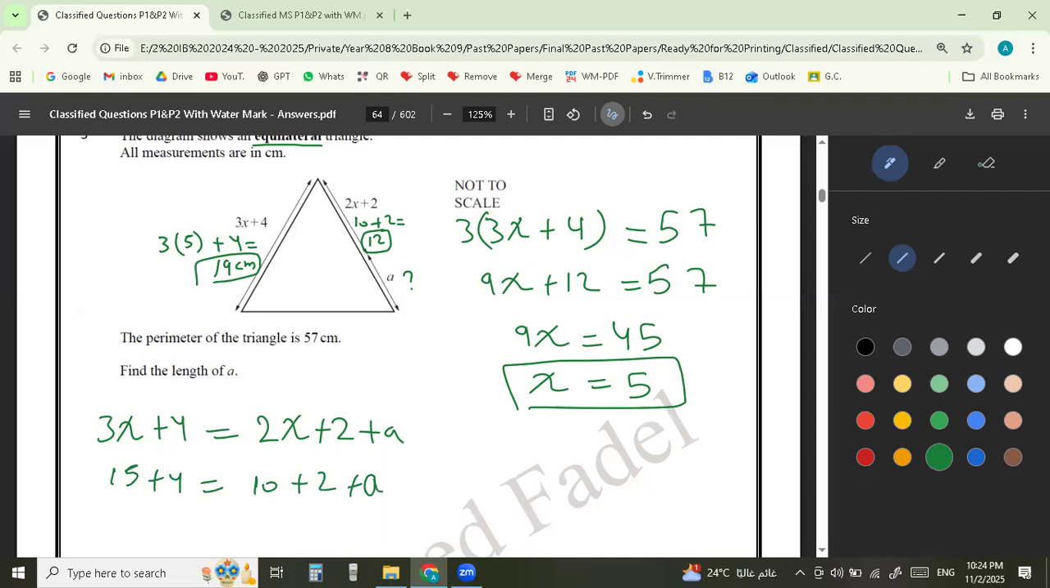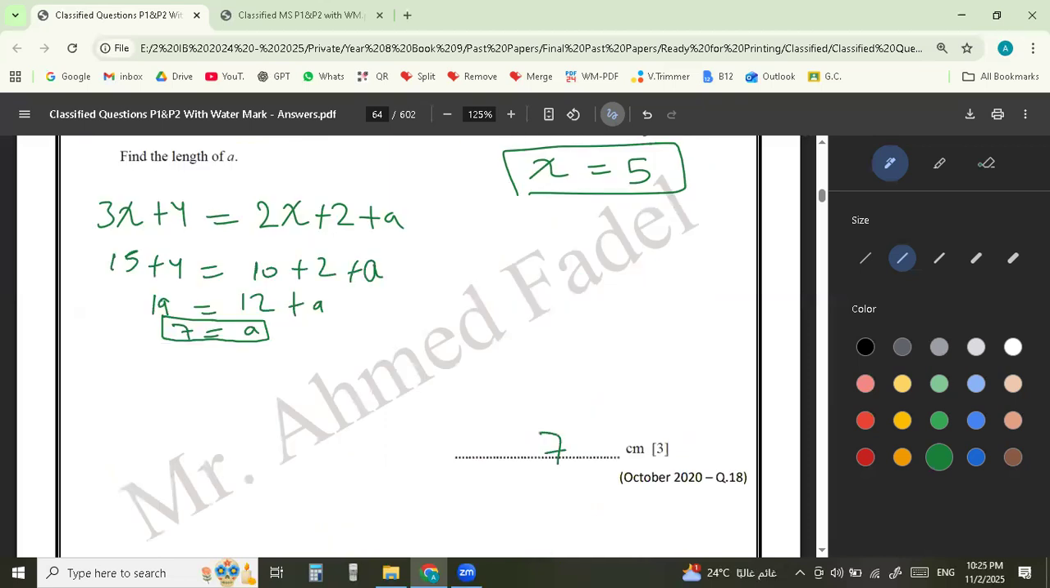All right, so this is going to be 19 equals 12 plus a. Send the 12 to the other side with negative. So a equals 19 minus 12, which is 7. Now I found the measure of a. The size of a is just 7 centimeters, or the length of a is 7 centimeters.